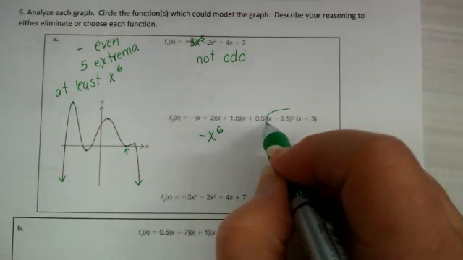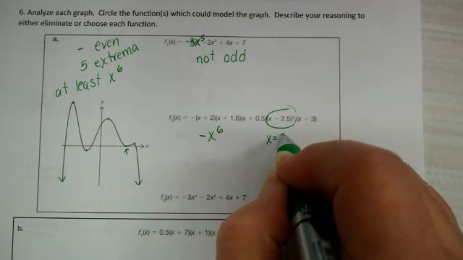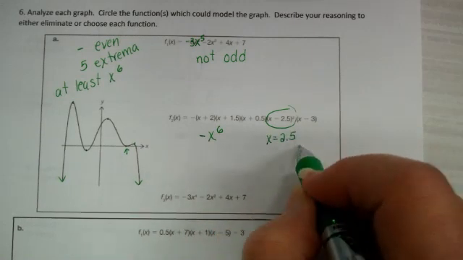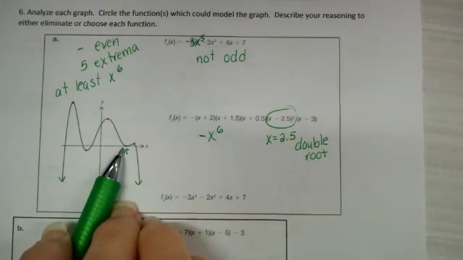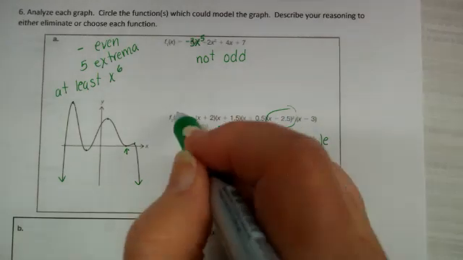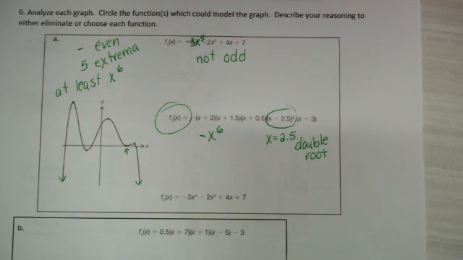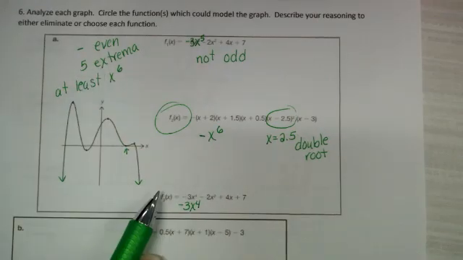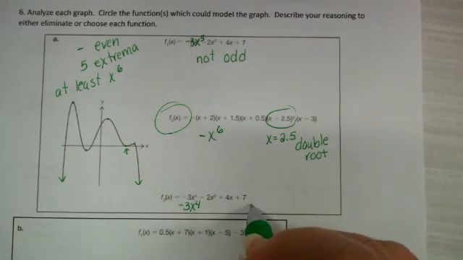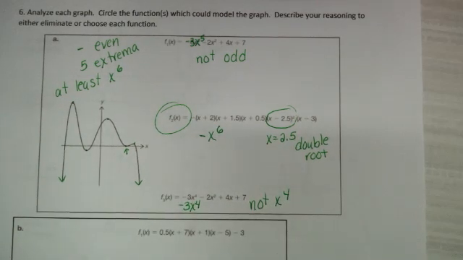Something to notice right here. I've got x minus 2.5. That means x equals 2.5 is a root. It's a double root because of that squared. And that's what's happening right there. It's a double root. So I think this is a good possibility. Take a look at the last one. I believe that's negative 3x to the 4th. And since I have 5 extrema, I cannot have an x to the 4th. So the second equation is my winner.